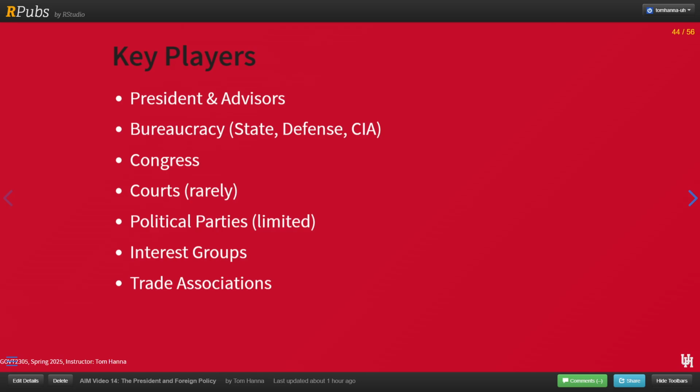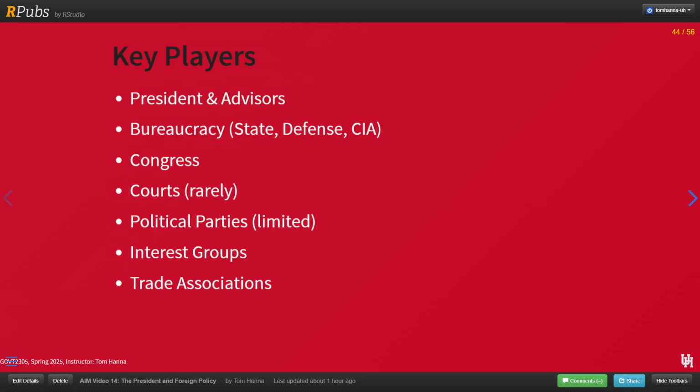The other key players are mostly all of them, well, limited to influencing the president. Congress influences the president, and I'm speaking here about Congress generally because the Senate has more of a role. Congress generally influences the president through its role in legislation, its role in oversight, and its role in funding. The courts rarely interfere with presidents in areas of foreign policy.